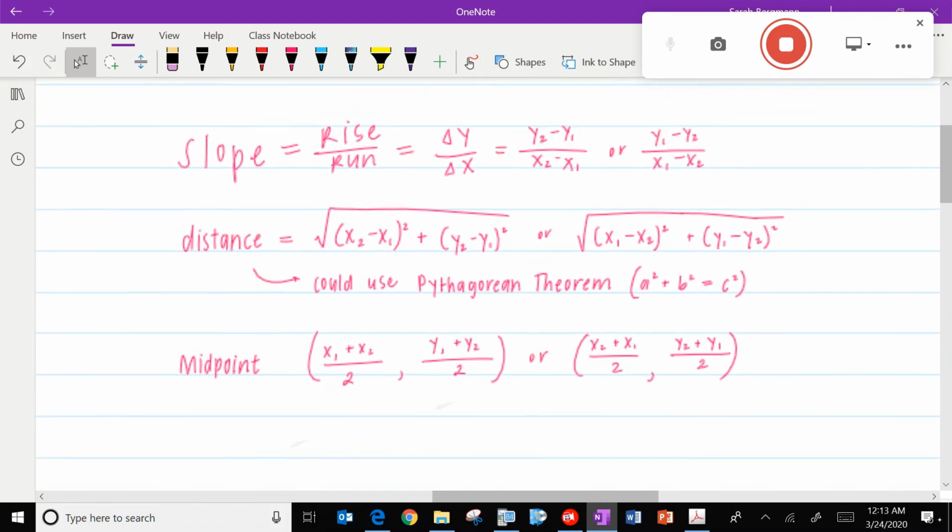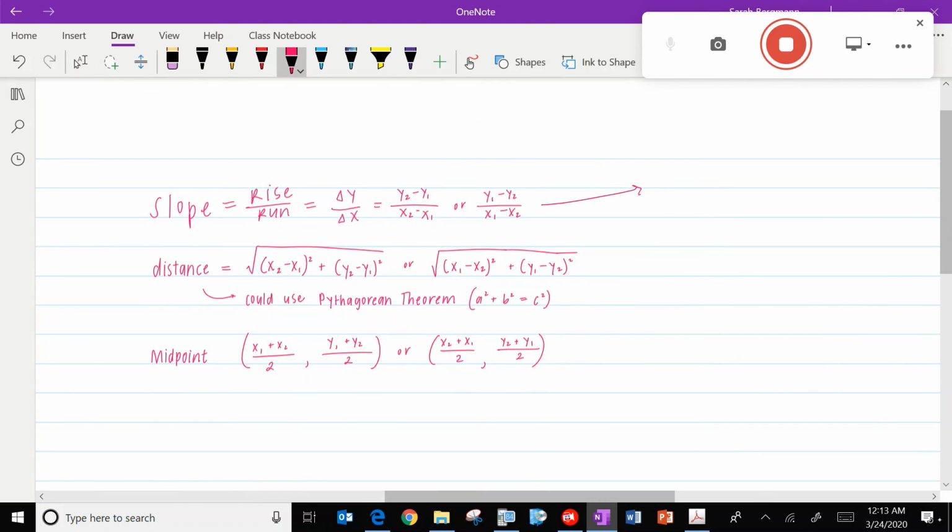Okay, one more quick reminder on slope. If two segments have the same slope, they're parallel. Opposite reciprocal slopes means perpendicular. So opposite reciprocal, that's like 3 and -1/3, for example.